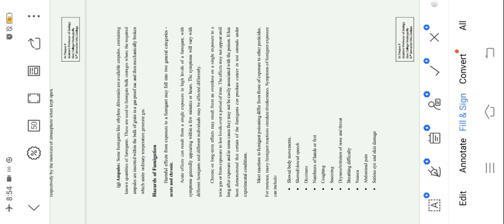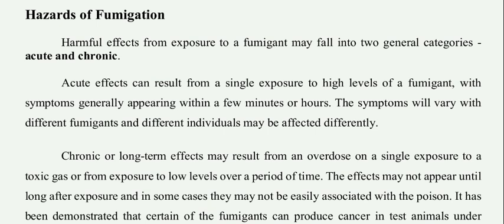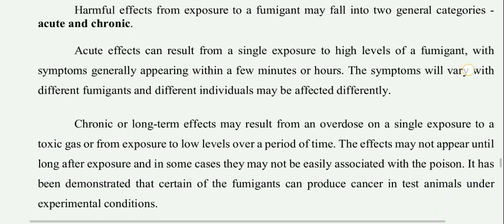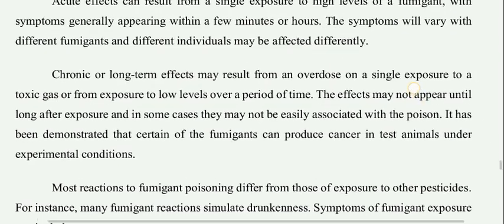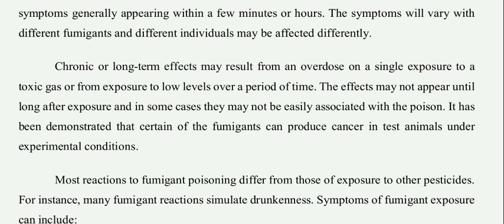Hazards of fumigation. Harmful effects from exposure to a fumigant may fall into two general categories: acute and chronic. Acute effects can result from a single exposure to high levels of fumigant, with symptoms generally appearing within a few minutes or hours. The symptoms vary with different fumigants, and different individuals may be affected differently. Chronic or long-term effects may result from an overdose on a single exposure to a toxic gas, or from exposure to low levels over a period of time.